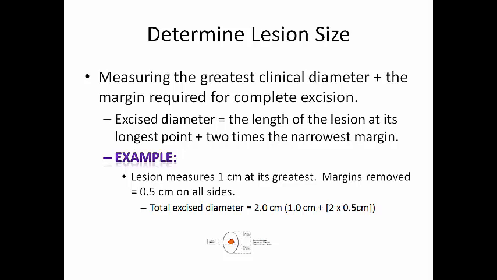So here's an example. The excision diameter equals the length of the lesion at its longest point plus 2 times the narrowest margin. So a lesion measures 1 centimeter at its greatest. The margins removed are 0.5 centimeters on all sides. So our total excised diameter is 2 centimeters, and we get that by 1 centimeter for our greatest, plus 2 times the margins, which is 1 centimeter. So 1 plus 2 times 0.5 equals 2 centimeters.